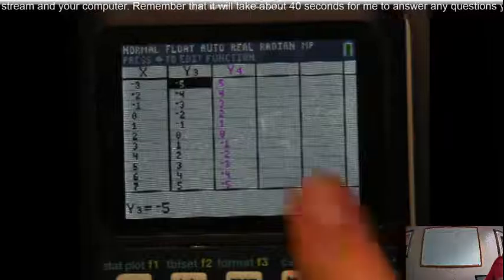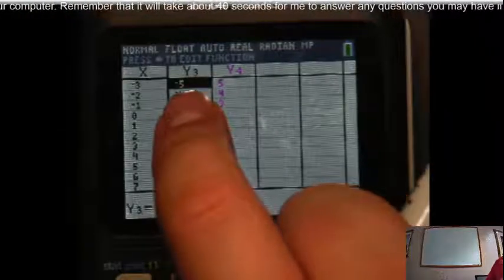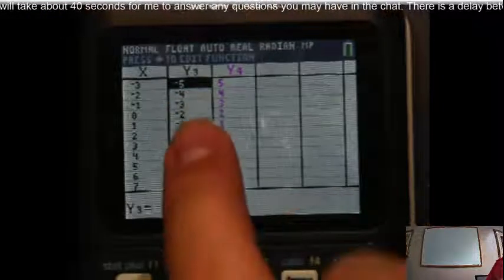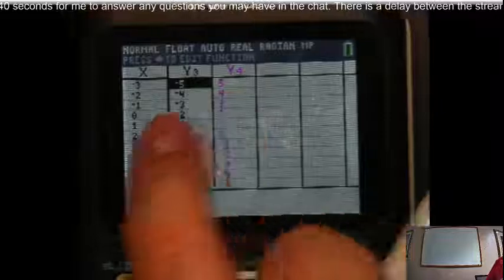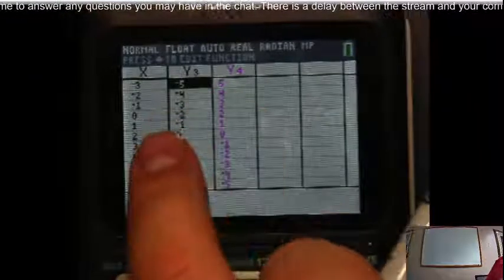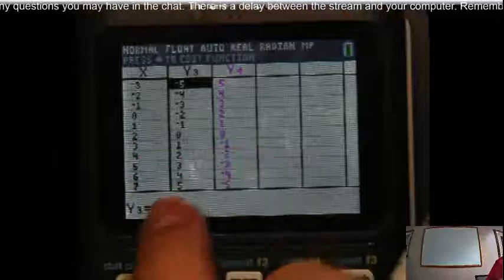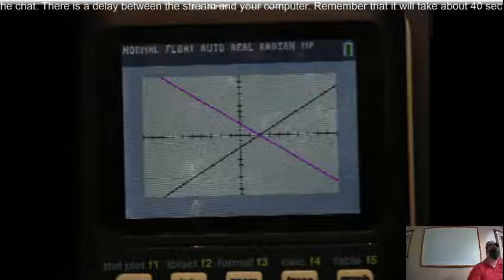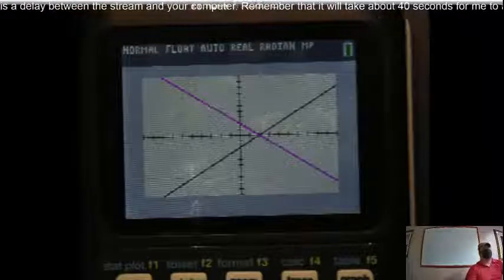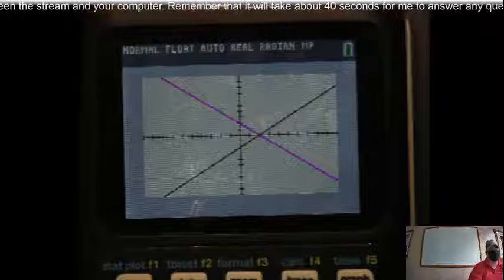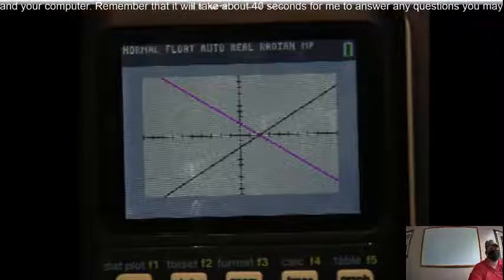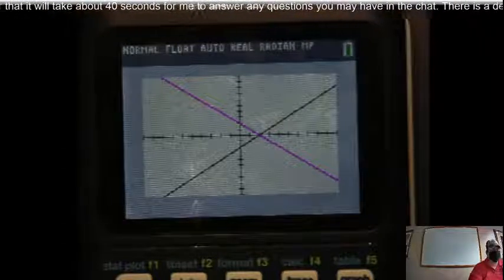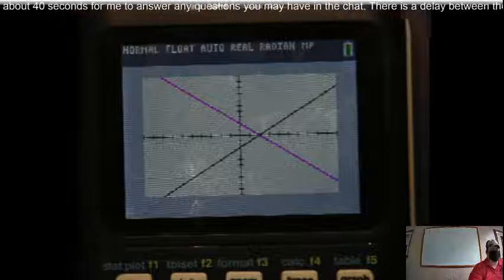In fact, yeah, this one, this is our f minus g. We get negative 5. Over here we get 5. Negative 4, 4. Negative 3, 3. Negative 2, 2. Negative 1, 1. They're the exact same, but the sign on our y value is flipped. So very interesting. Let's try some others.